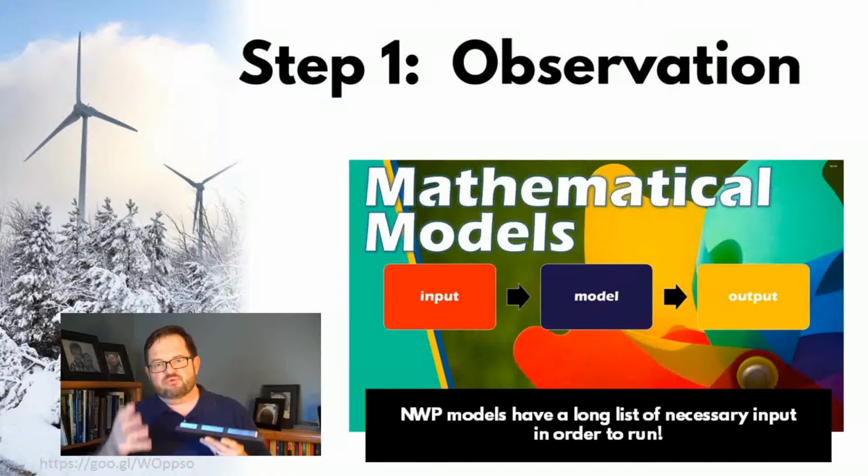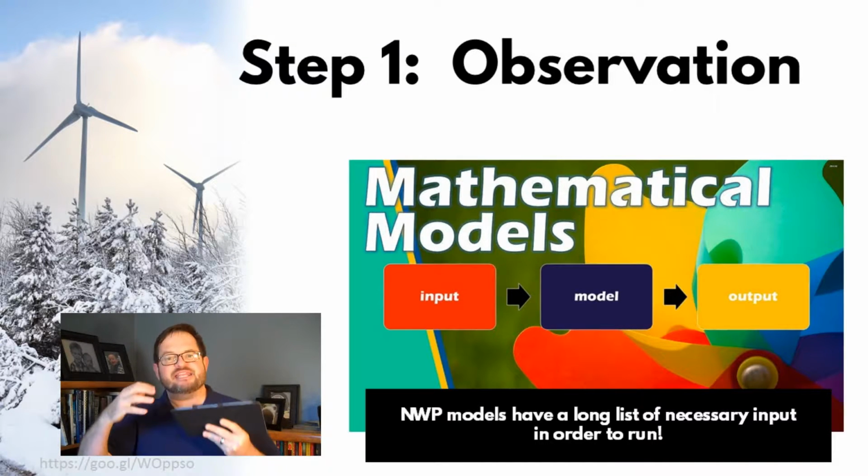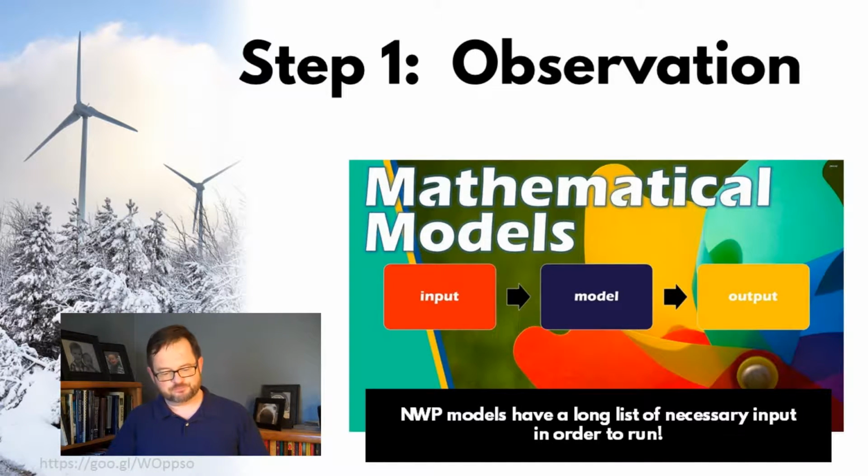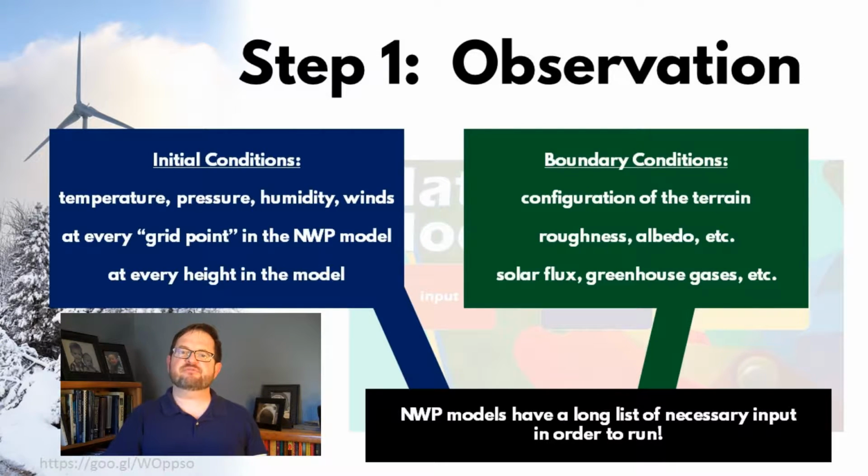But they're going to be describing the conditions at the beginning of the model run. Now, broadly speaking, there are two kinds of pieces of information that a numerical weather prediction model, anyway, is going to be using as input.